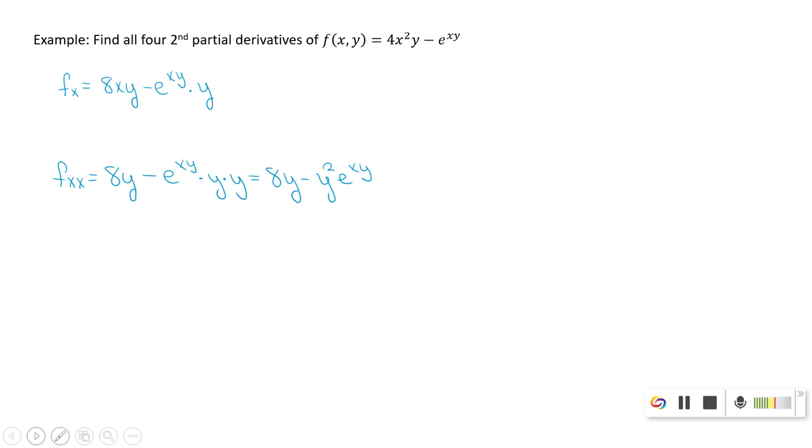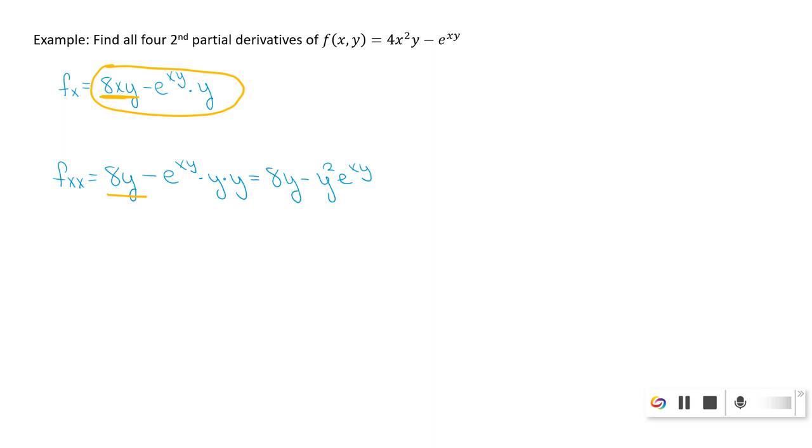So then I can take the derivative of that with respect to x again. That'll give me f sub xx, my second order partial derivative with respect to x. So I'm going to take a look at my answer, my f sub x, and I'm going to take the derivative of that with respect to x. So first term, 8xy, my derivative is just 8y.